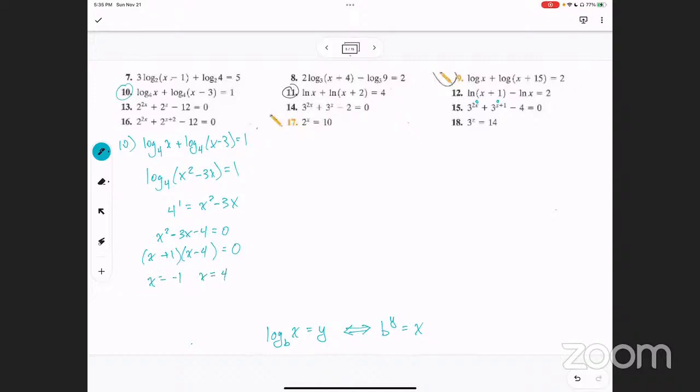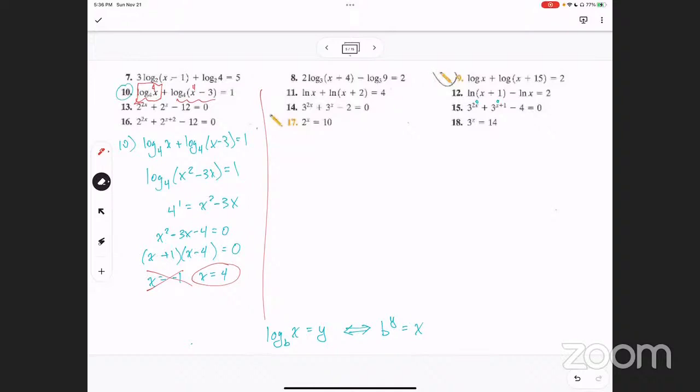Okay. Now check for extraneous solutions. Negative 1 is an extraneous solution. Correct. So your only answer is x equals 4. And you can plug it in just to check, and we can actually see that that works because this is 1 and this is 0.